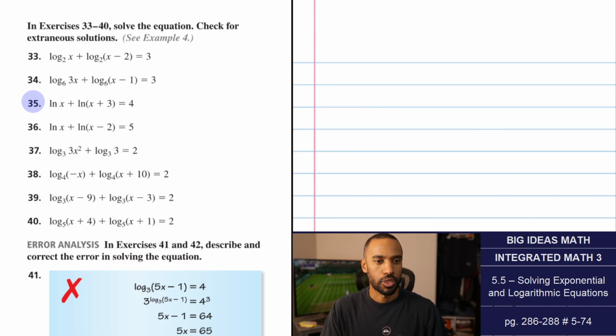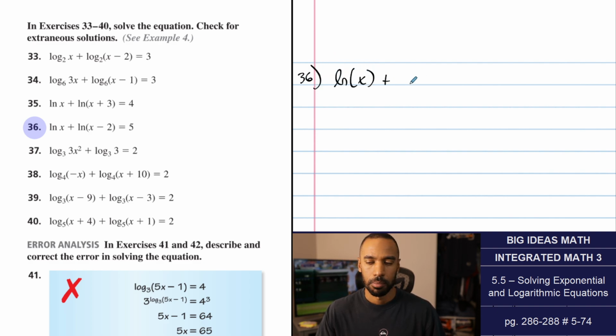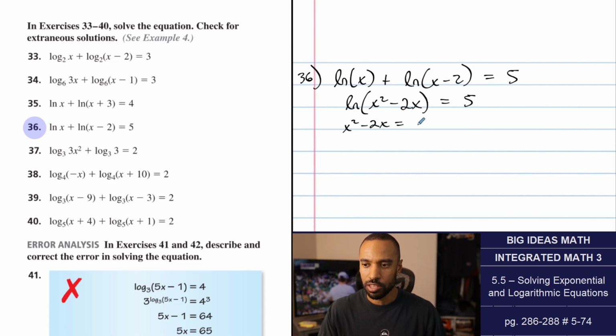Okay, number 36, another natural log thing, probably another quadratic formula set we're going to do. Or maybe, actually, we might be able to complete the square on this one. So natural log of x plus natural log of x minus 2 equals 5. Condense these into a single log. Remember, it is the product of these two inside. So x times x minus 2 is x squared minus 2x. Rewrite this in exponential form. x squared minus 2x equals e to the fifth power.